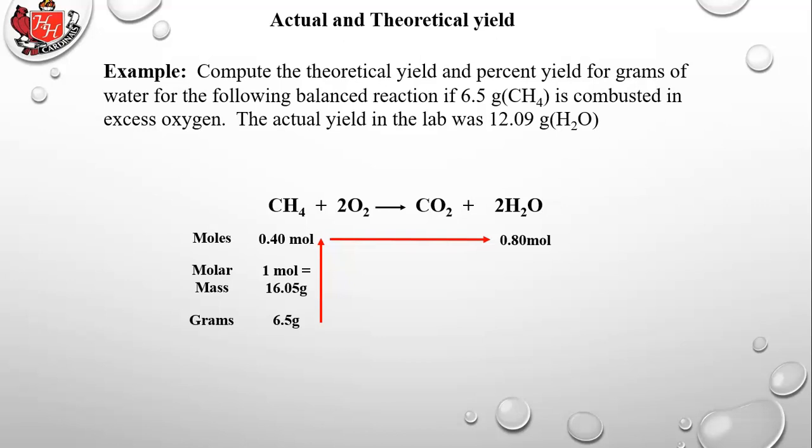And now you need to come back out. Now we do need to figure out how many grams of water. So you use the molar mass of H2O. 1 mole equals 18.02 grams. And what does that equal? That equals 14.4 grams. So in theory, 6.5 grams of CH4 should have given you 14.4 grams of H2O.